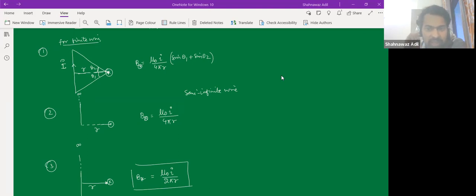So in this chapter, you have to calculate the magnetic field due to straight wires, and then the magnetic field due to circular wires, magnetic field of a solenoid, magnetic field of a toroid, and do we have any other thing? Magnetic field of a thick wire. So these are the 5 things that we have to do.